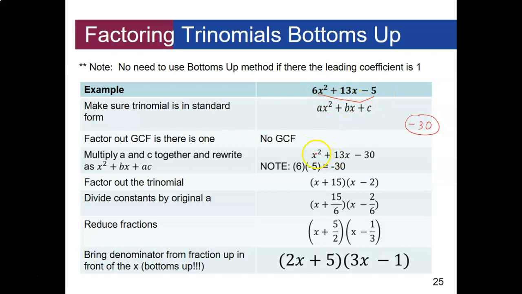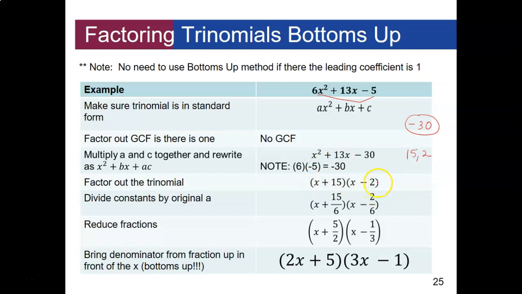Okay. Once I get it to this point, now it is a trinomial with a coefficient of 1. So we can look at the way that we did our previous problem. We want to know what multiplies to give us 30 and subtracts to give us 13. If you look at all the factors of 30, you're going to find that it's 15 and 2 that multiply to give us 30 and subtract to give us 13. So we would factor it to be x plus 15 and x minus 2.